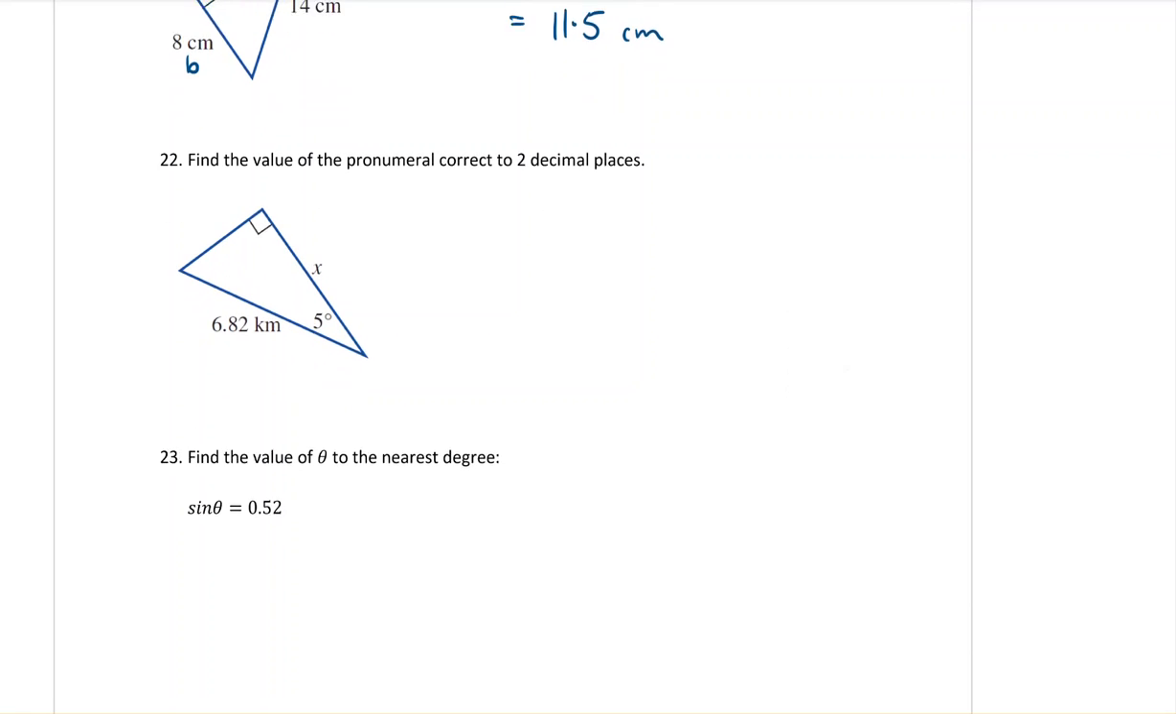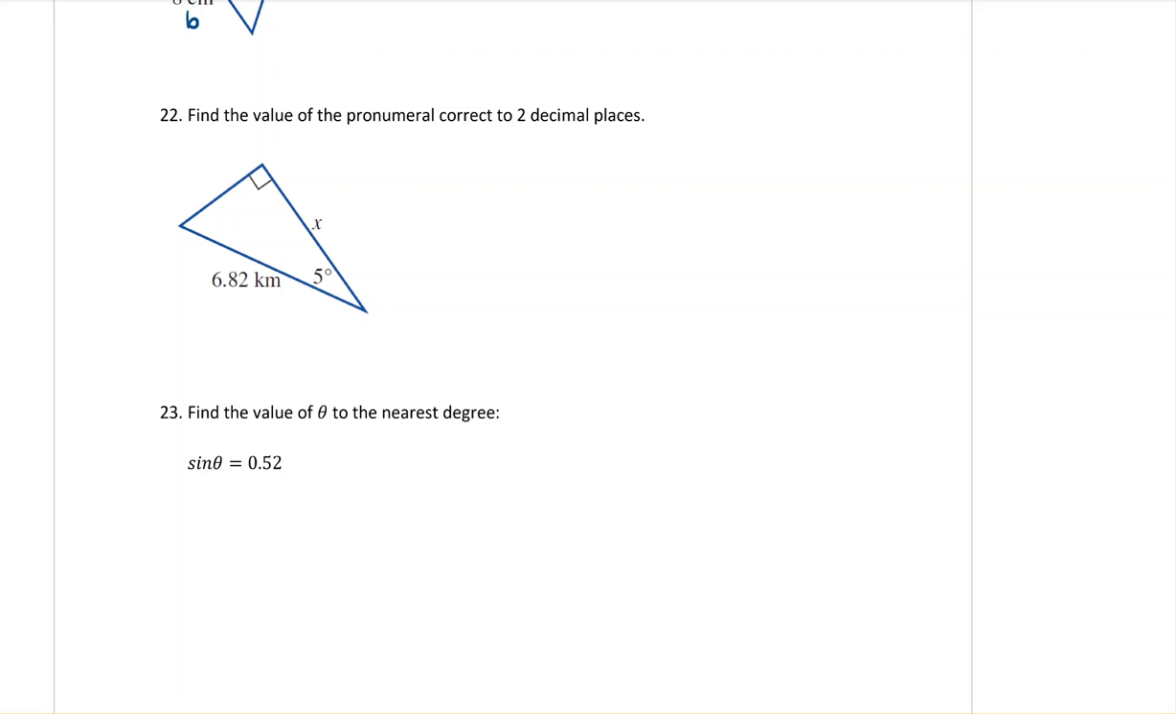Question 22. Find the value of the pronumeral correct to 2 decimal places. As soon as you see an angle in here, you know we've gone to trigonometry. We're doing SOHCAHTOA. From that 5 degrees, the x would be the adjacent, and the 6.82 is the hypotenuse. Thinking of SOHCAHTOA, which one's that? Cos, good. I write my formula down.